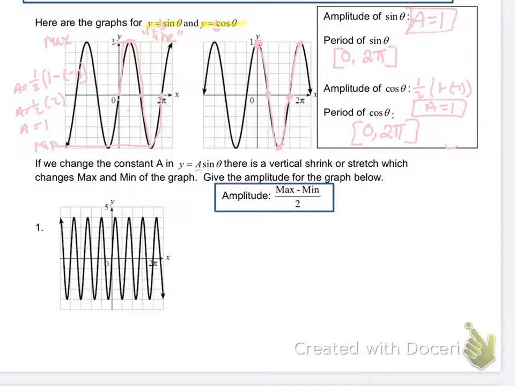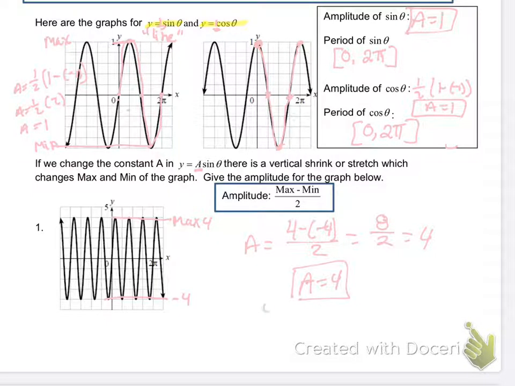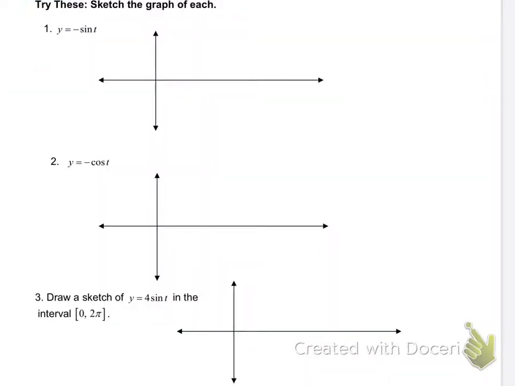Because in this one, they want us to figure out what A is. So the max here looks like 4 and -4, right? So amplitude would be 4 minus -4 divided by 2. So what's that? 8 divided by 2. So it's just 4. Therefore, A equals 4. Right? So if I have to write the equation, it's y equals 4 in place of the A. And it already told me sine theta is now my equation. Okay? All right. Let's try graphing a couple together. I'm going to change my coloring here.